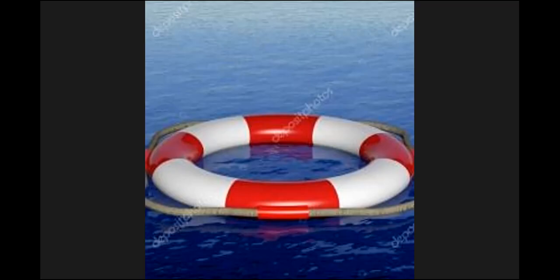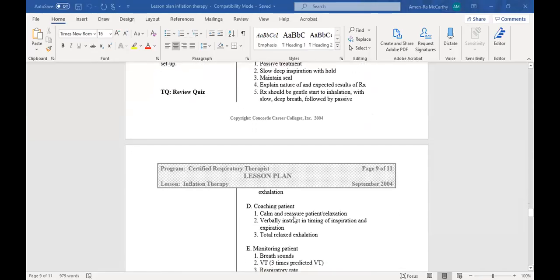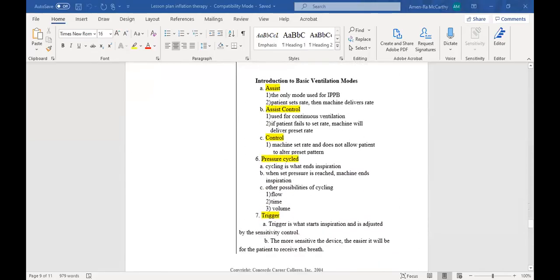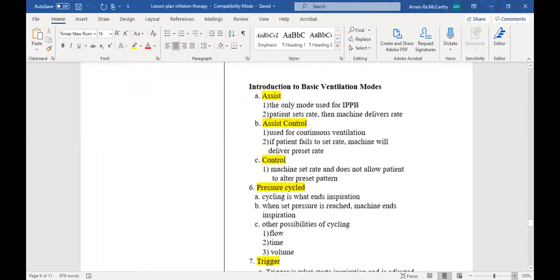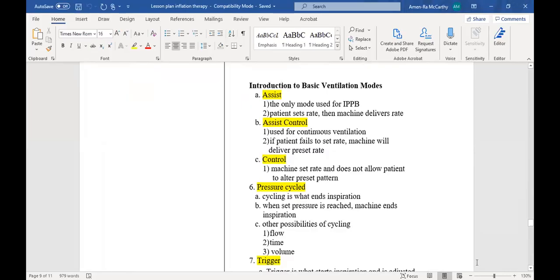I'm going to share my screen. All right, today we want to touch on a few things that have to do with basic ventilator modes and the difference between trigger and cycle.